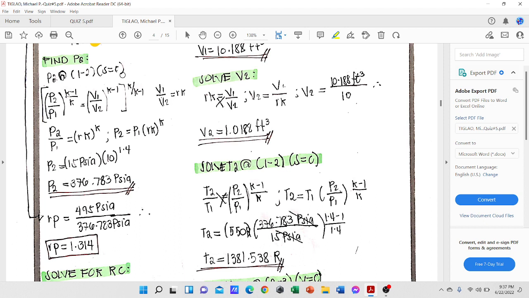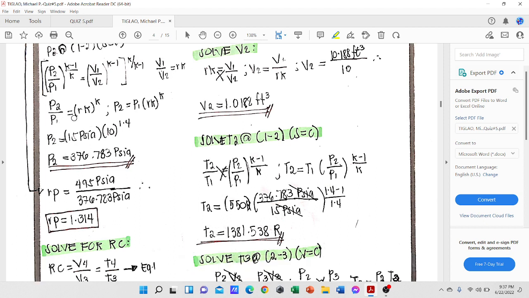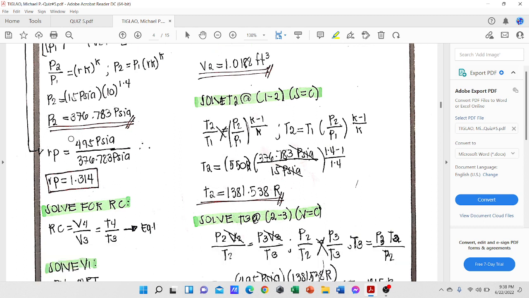So, nag-raise ako ng K all over K minus 1 both side. So, makukuha natin is P2 all over P1 is equals to RK raised to K. Diba? RK is equals to V1 all over V2. So, yung final formula natin is P2 is equals to P1 quantity RK raised to K. Therefore, substitute lang natin yung value. So, yung P1 natin is 15. Then, yung RK natin is 10 raised to K na 1.4. Then, bali yung pressure 2 natin is equals to 376.783 psia.